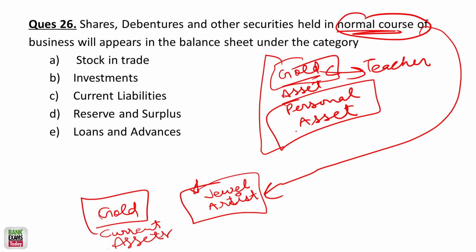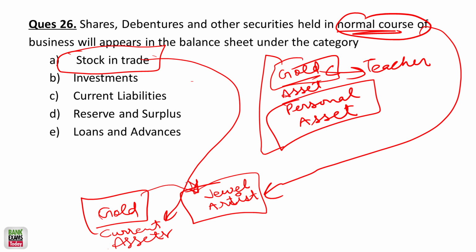Similarly with shares, debentures and other securities: if somebody is a broker, they are held in the normal course of business and will appear as stock in trade. Stock in trade is actually part of current asset. Gold would be the stock in trade of a jewelry artist or jewelry shop, but for me that cannot be stock in trade. Books can be stock in trade for me, but I'm not selling books anyway. We don't have any stock actually, but knowledge is our stock.